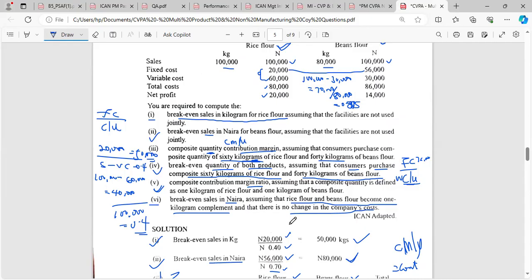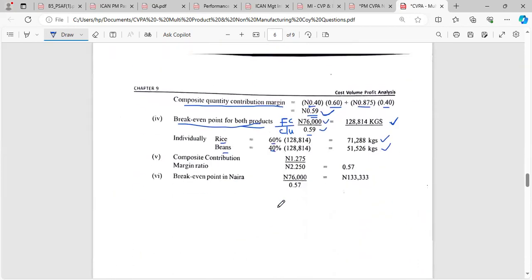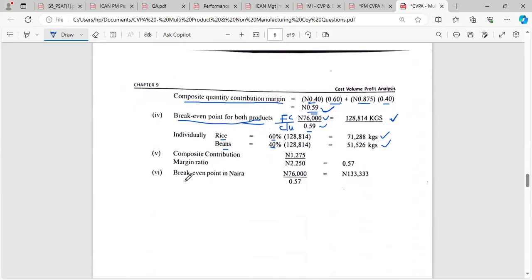So what they just want you to calculate is the break-even point in Naira. But this time, don't do 60%, don't do 40%, use 1 kilogram. That one is very simple, straightforward. So this is it here, break-even point in Naira. Our fixed cost, they say cost will not change, which is 76,000. So cost is not affected. But we have to solve V. Have we solved this? We have 0.57. Have we solved V? Let's check, sorry.